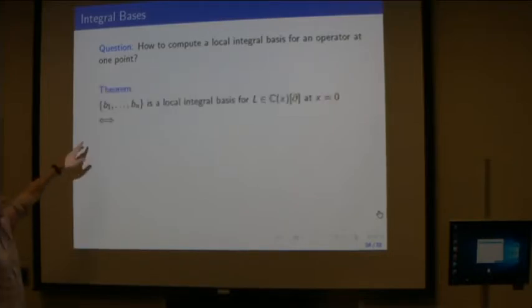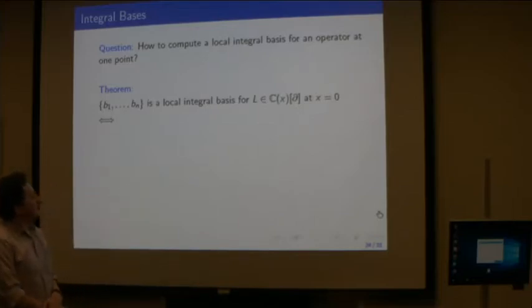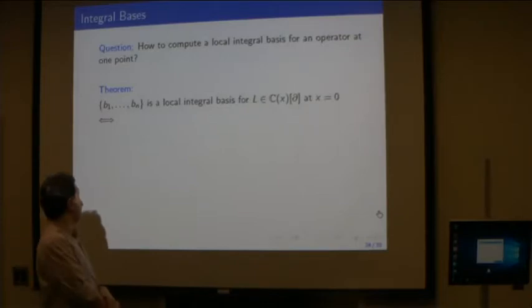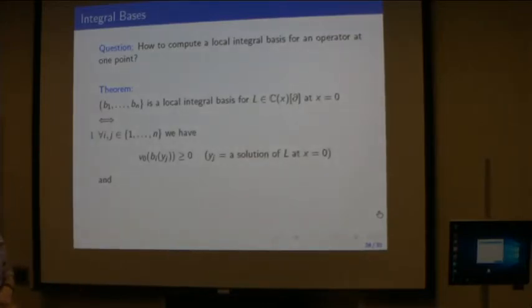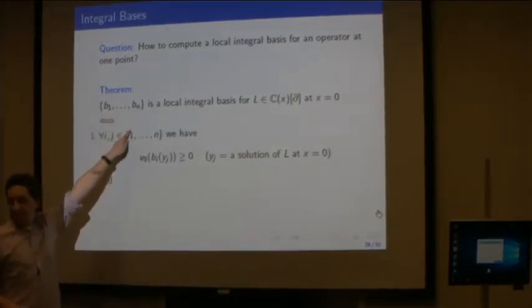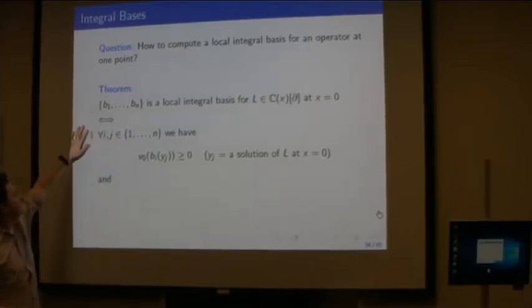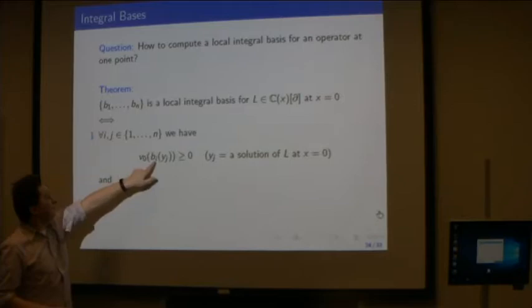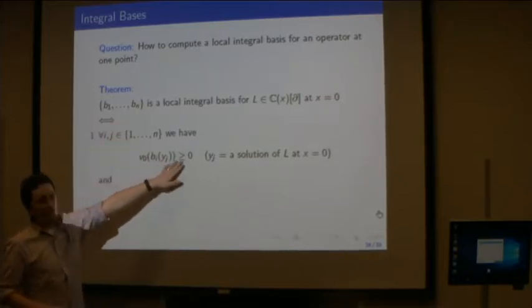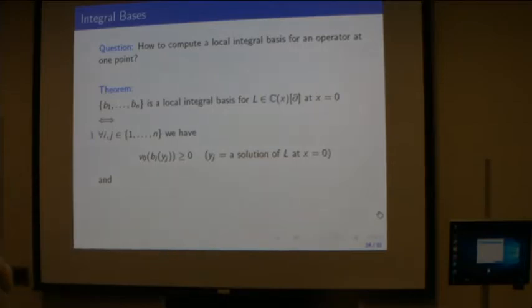So we have a theorem. B1 to Bn is a local integral basis for a differential operator L at x equal to 0 if, first of all, these elements here are integral. So item number 1 says that the valuation of these elements here is greater than 0. But this is a basis, so their valuations should be greater than 1.